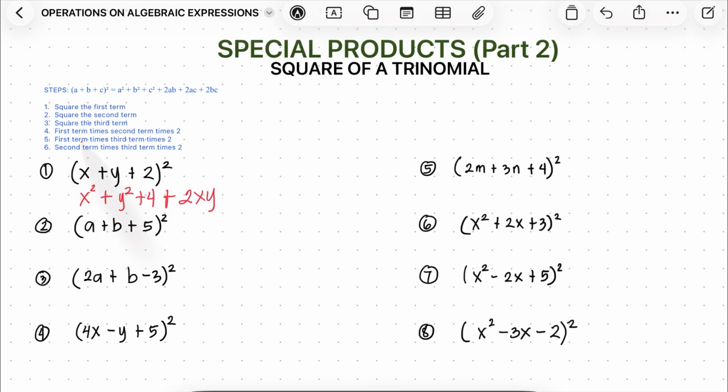So first term times the third term, that would be x times 2, which gives us 2x, and multiply the answer by 2, so that's 4x. And last step, we have the second term, which is y, times the third term 2, so 2y, and multiply the answer by 2, so that is 4y.